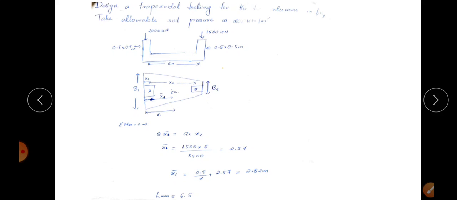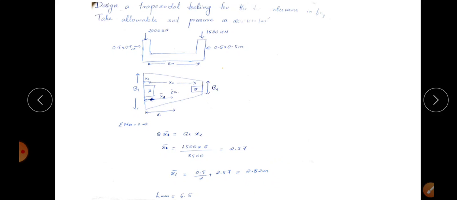Okay, then x1 bar, what is x1 bar? x1 bar is equal to x1 plus x bar. x1 means the distance from the center of this footing to the left hand edge, that is half of this column dimension, 0.5 by 2. x1 plus x bar 2.57, so x1 bar is equal to 2.82 meter. Okay, that is x1 bar.